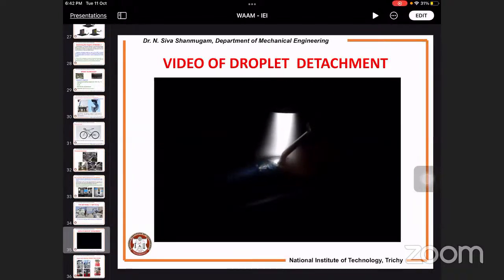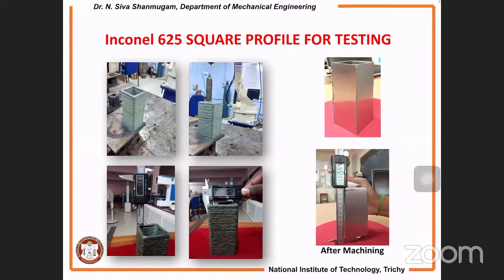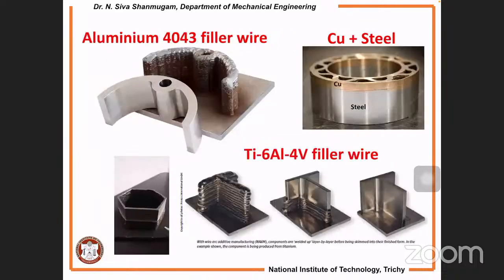It's a shame I can't get anything. So it is something about the plasma in the filler wire, adjacent to a cold wire. We have tried that with Inconel 625 and we could get a superb result. It is available on my table. If anybody is coming here, I can show it in person. So before machining, after machining, and we have a 4043 filler wire.